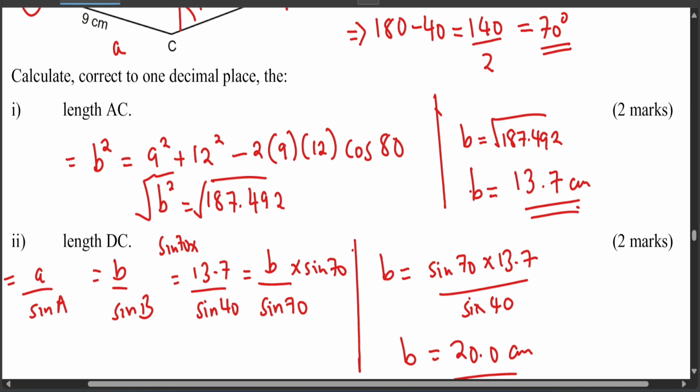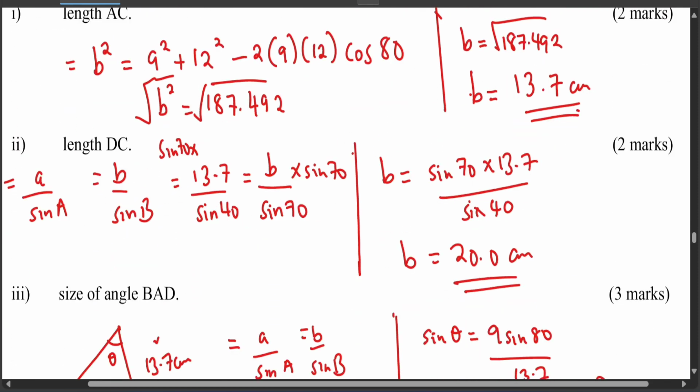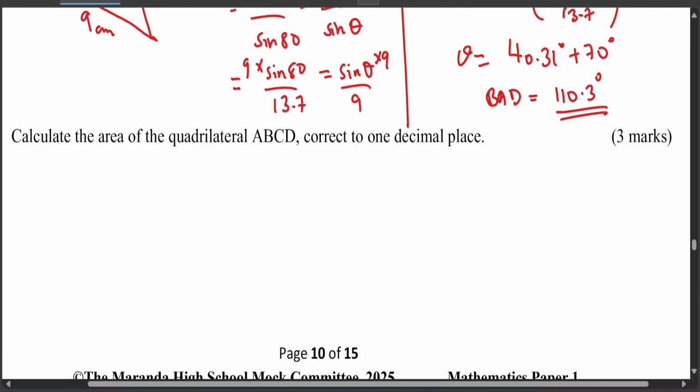BAD it also includes the 70 degrees. So hapo upata 40.31. But remember that you need to add 70 to it as well. So BAD yetu itakuwa 40.31 plus ile 70 degrees. So itakuwa ni 110.3 degrees kwa sababu ya 1 decimal place. Sawa kwa hapo. Swali la mwisho.